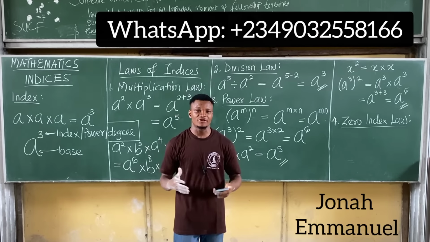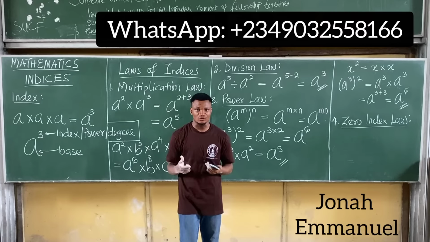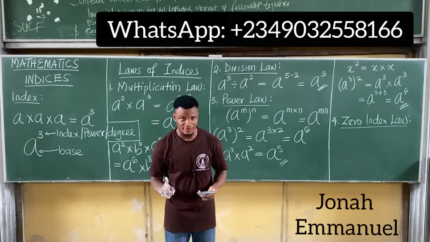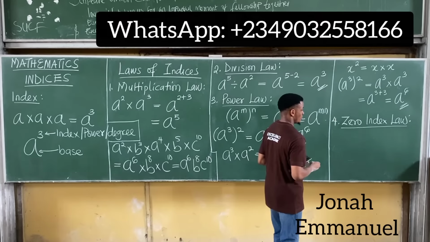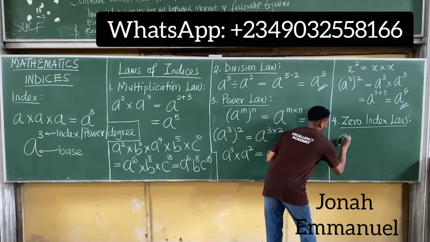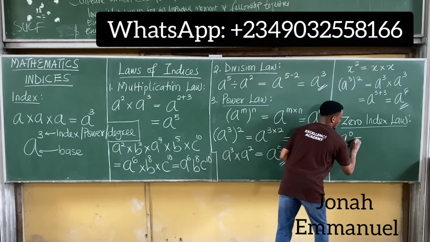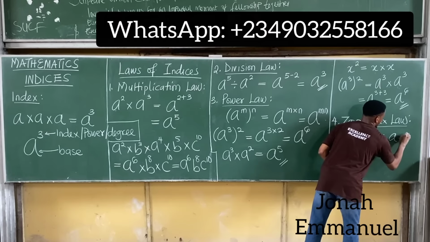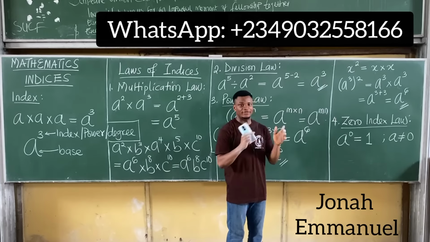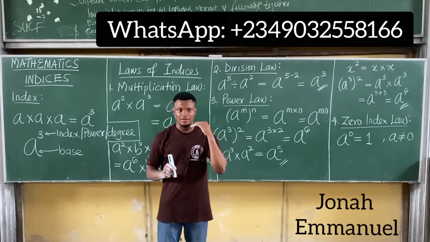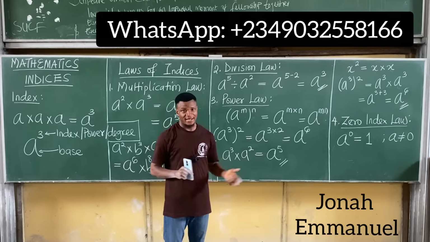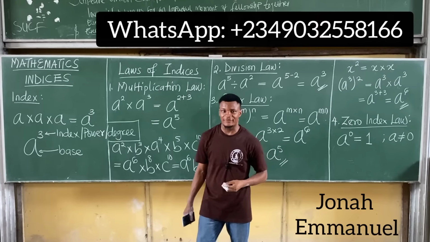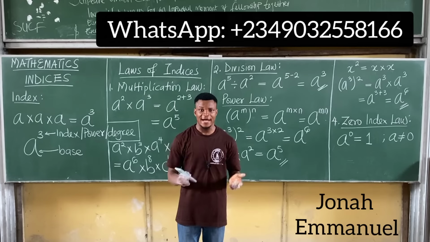Note that whatever thing is raised to power 0 is equal to 1, but there's an exception to that rule. The only exception is that the term is not equal to 0. So the zero index law mathematically states that any number raised to power 0 is equal to 1, provided that that number is not equal to 0. So what if the number is 0? 0 to power 0 gives you an undefined term, or perhaps infinity, as the case may be.